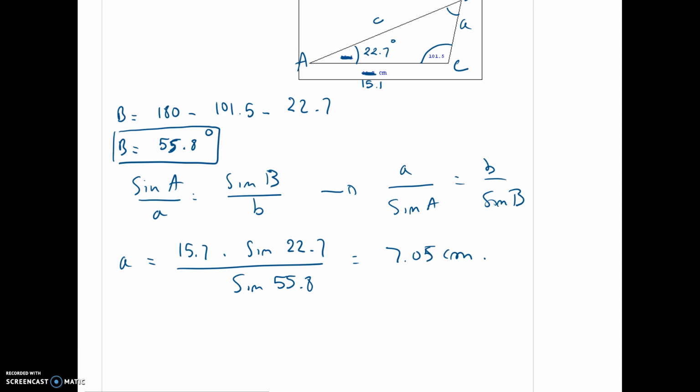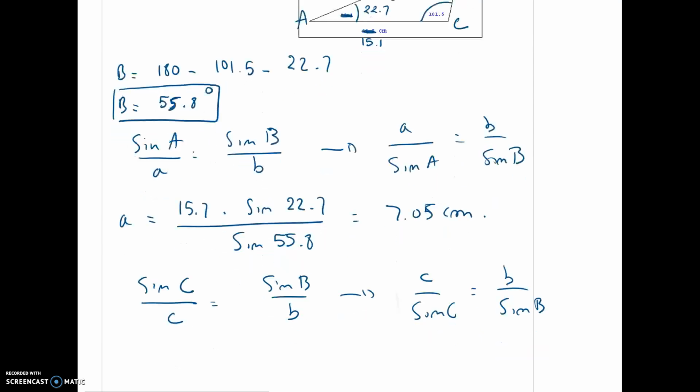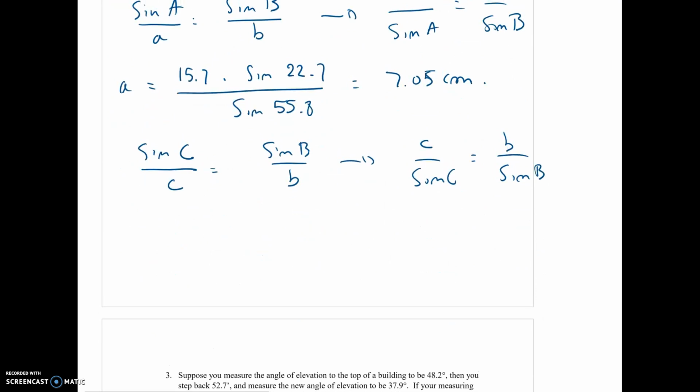Okay. Now, if you're looking for the value of C, now that you found A, what you can also do is use your law of sinus and write sinus C over C equal sinus B over B. That could be also C over sinus C equal B over sinus B. All right, I'll let you do the calculation by yourself, and you should find C equals 17.9 centimeter.